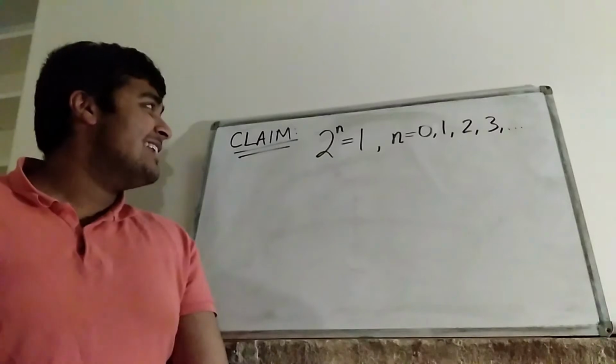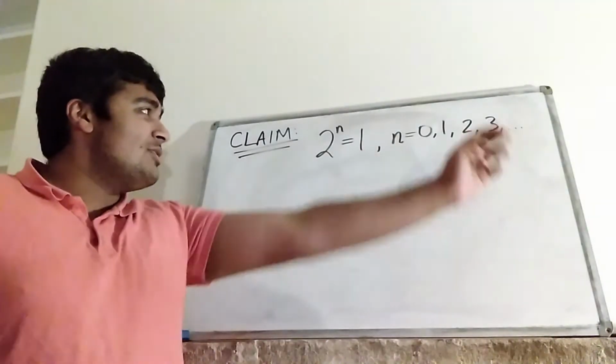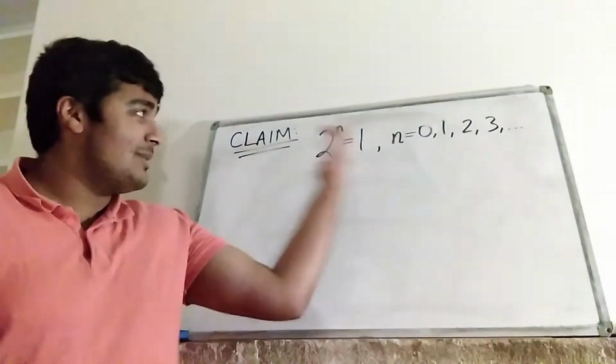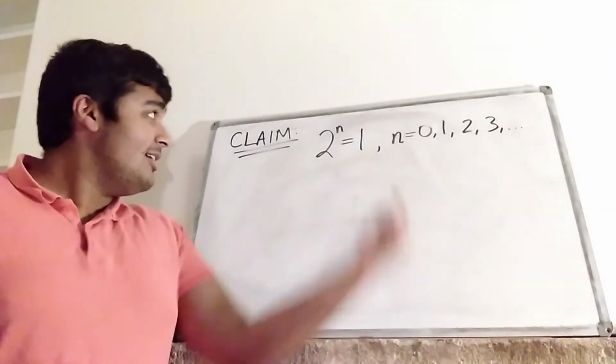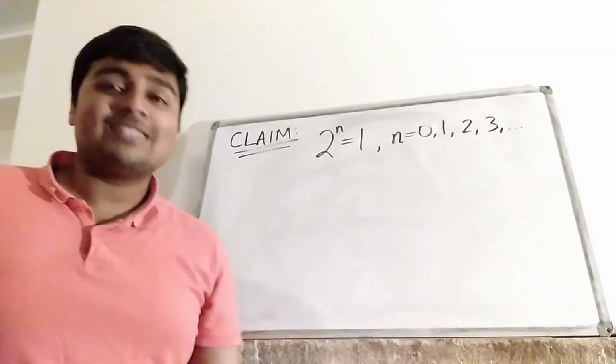Anyway, this is the claim that I have, which I will prove in just a second. I claim that 2 to the n equals 1 for every non-negative integer n. So when n is 0, 1, 2, 3, and so on, if I do 2 to the n, I'm always going to get 1.